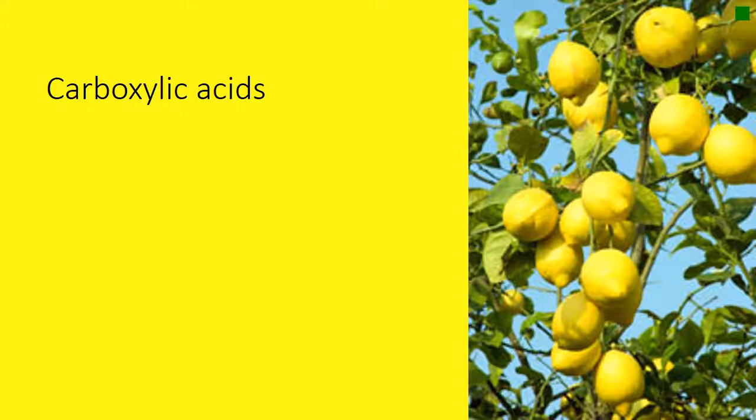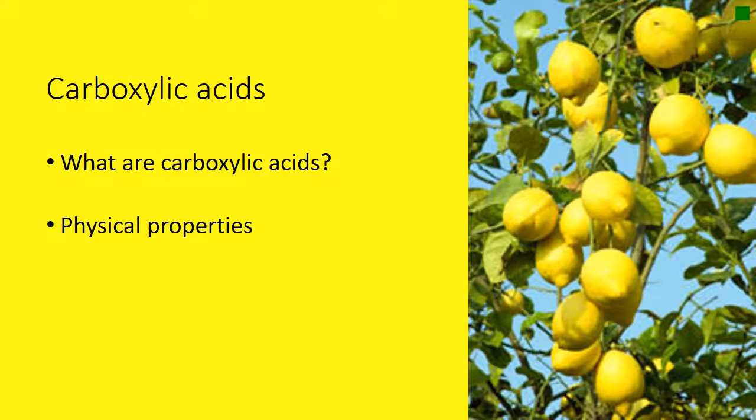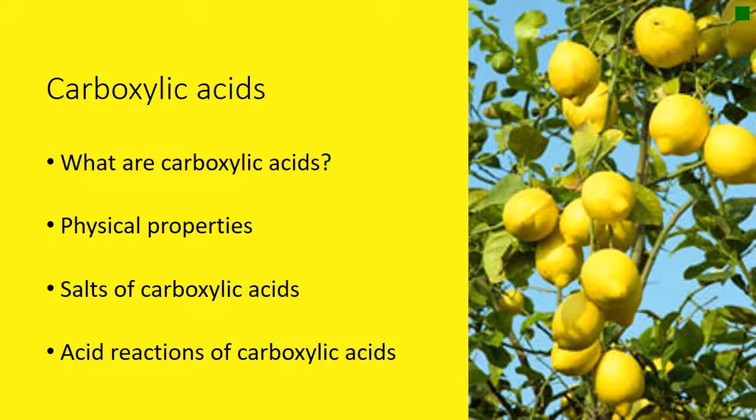Hello, and this video lesson is on carboxylic acids. From the picture you can see a lemon tree, so I think you can see the connection there, citric acid being the connection, which is a carboxylic acid. We're going to find out in this video what carboxylic acids are, and then we're going to look at their physical properties. We're going to look at the salts of carboxylic acids. Just like normal mineral acids, when they react with alkalis, they can make salts, so do carboxylic acids. And then we need to see the acid reactions of carboxylic acids.